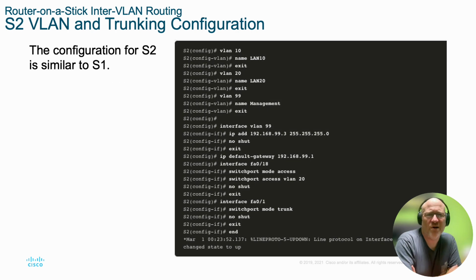And here you've got an example where we've set up the VLANs and named the VLANs. We've now put IP addresses on the VLANs, on VLAN 99, which is the SVI and the default gateway, and then we've told them which ports to set up. So port 18 and port 1. Port 18 is set to access VLAN 20, and port 1 is set up as a trunking port.